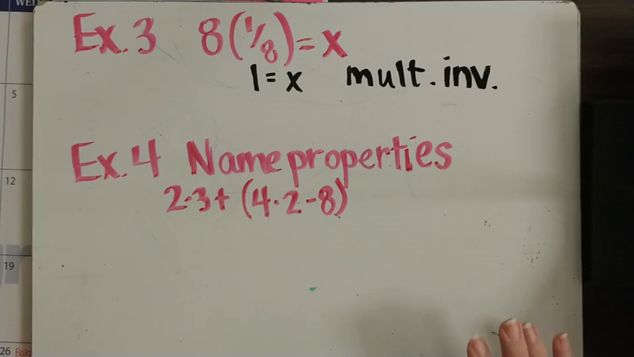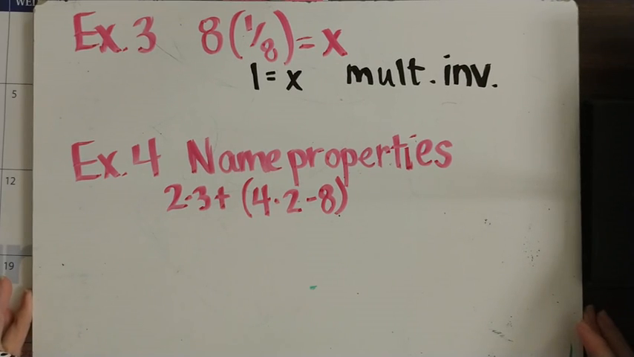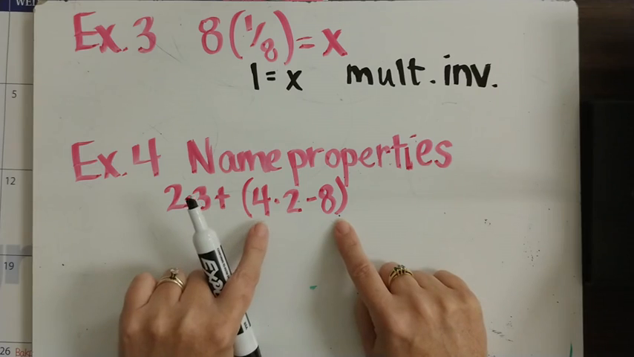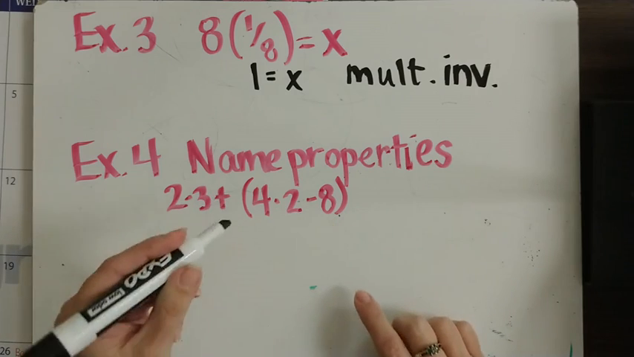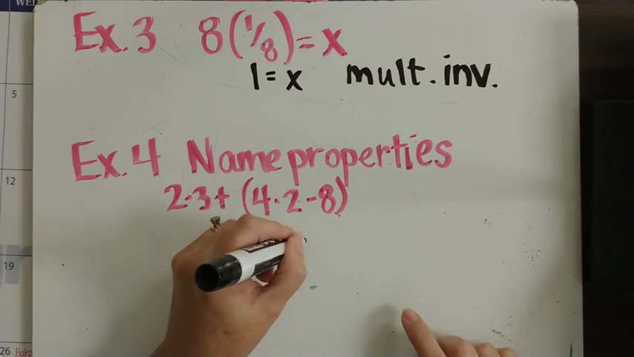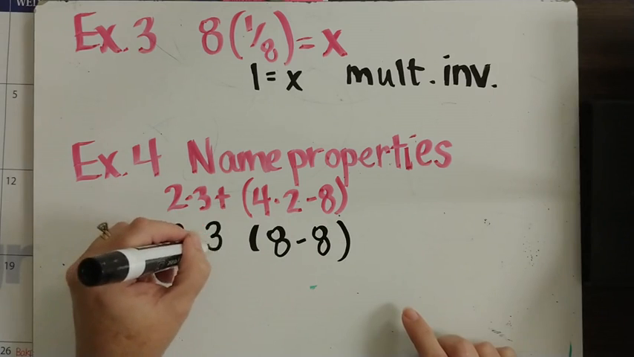You will notice there is not an example 4 on your paper, but there's a large blank space underneath the objectives where we can write down this problem and simplify. We are going to have to name the properties as we go. So let's get started. With order of operations, we're going to start with parentheses. We have multiplication and subtraction. When you think about the order, multiplication will come first. So we have 8 minus 8 inside of our parentheses. Bring down the rest of it.